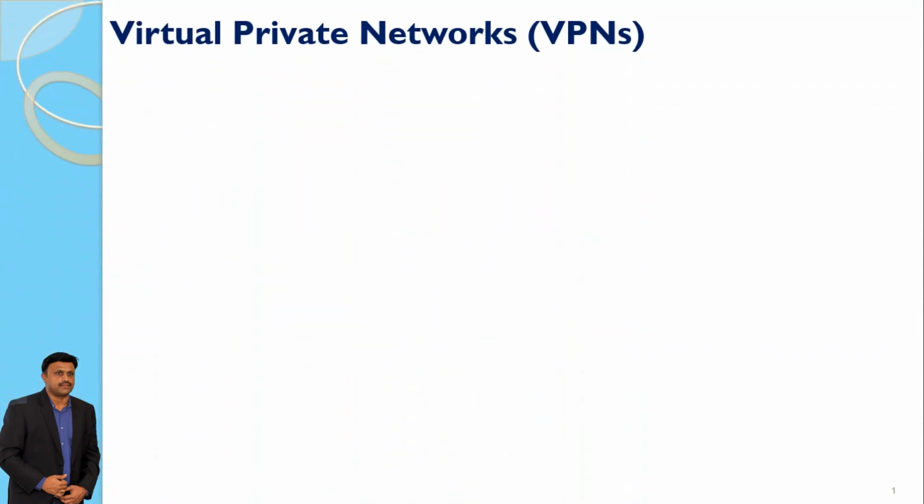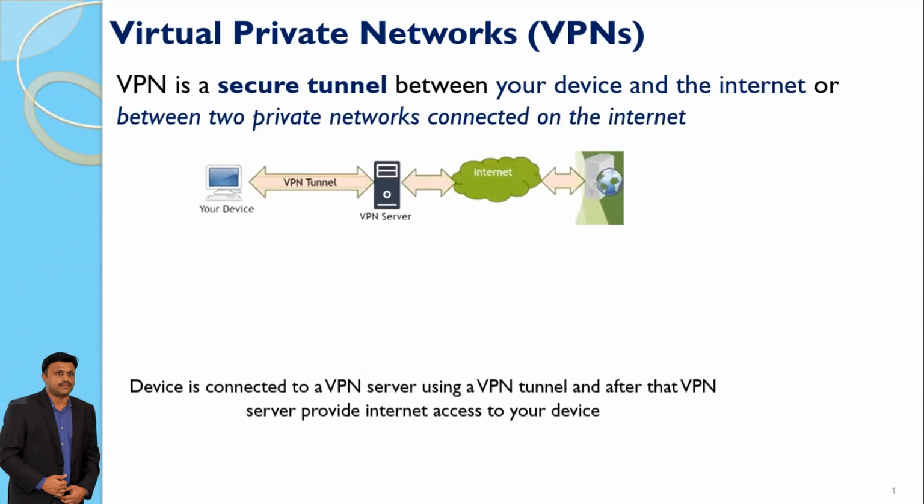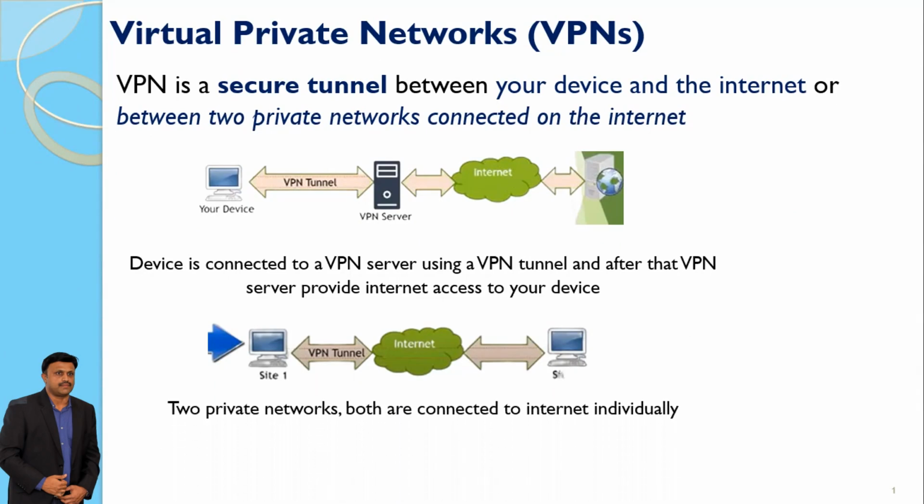A VPN creates a secure tunnel between your device and the Internet or between two private networks. This tunnel ensures that data transmitted over the Internet is encrypted and secure, providing Internet access through a VPN server.